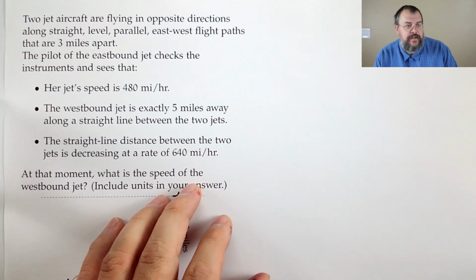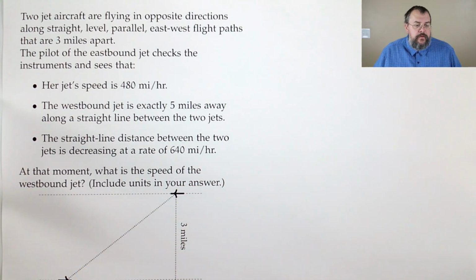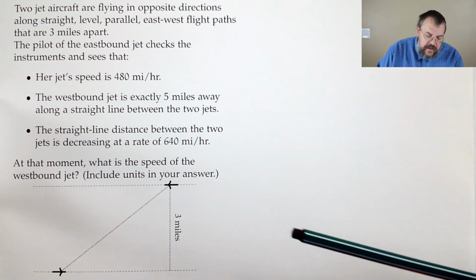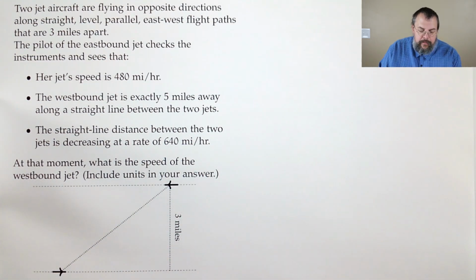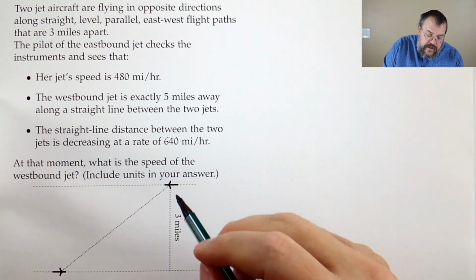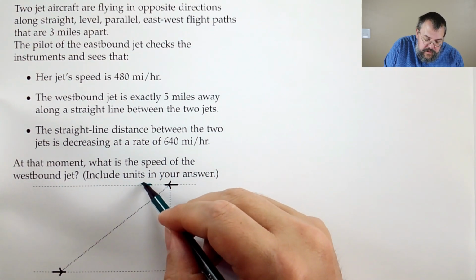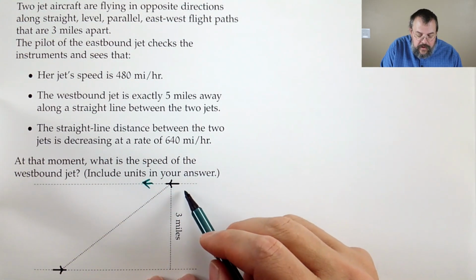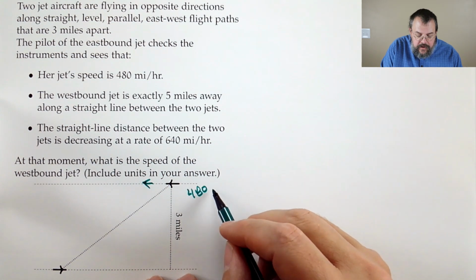Our next problem. Whoops, got to move it up so we can see the whole thing. So 2 jet aircraft are flying in opposite directions along straight, level, parallel, east-west flight paths that are 3 miles apart. So the distance between their 2 paths is 3 miles. So we have this person flying one way, that person flying the other way. Now, the pilot of the eastbound jet, we'll make it this jet up here. So this pilot upstairs is doing what? Well, this is going at 480 miles per hour.